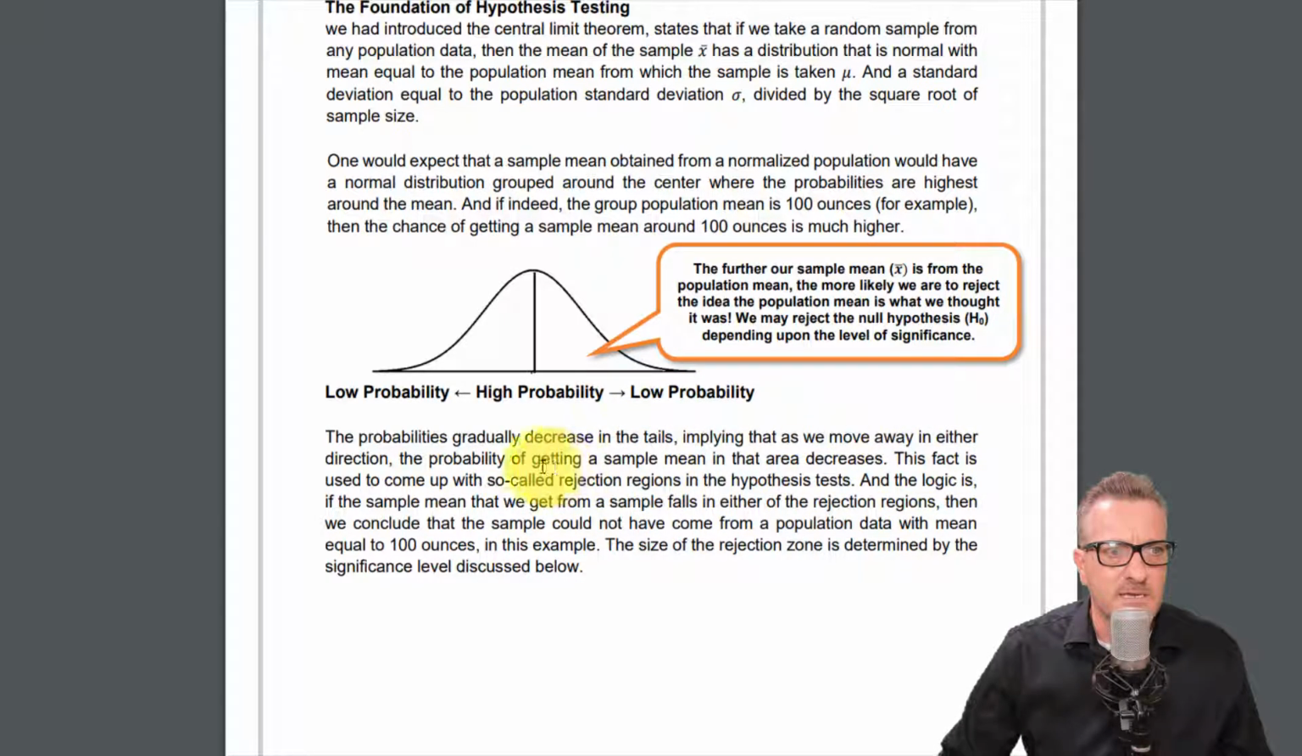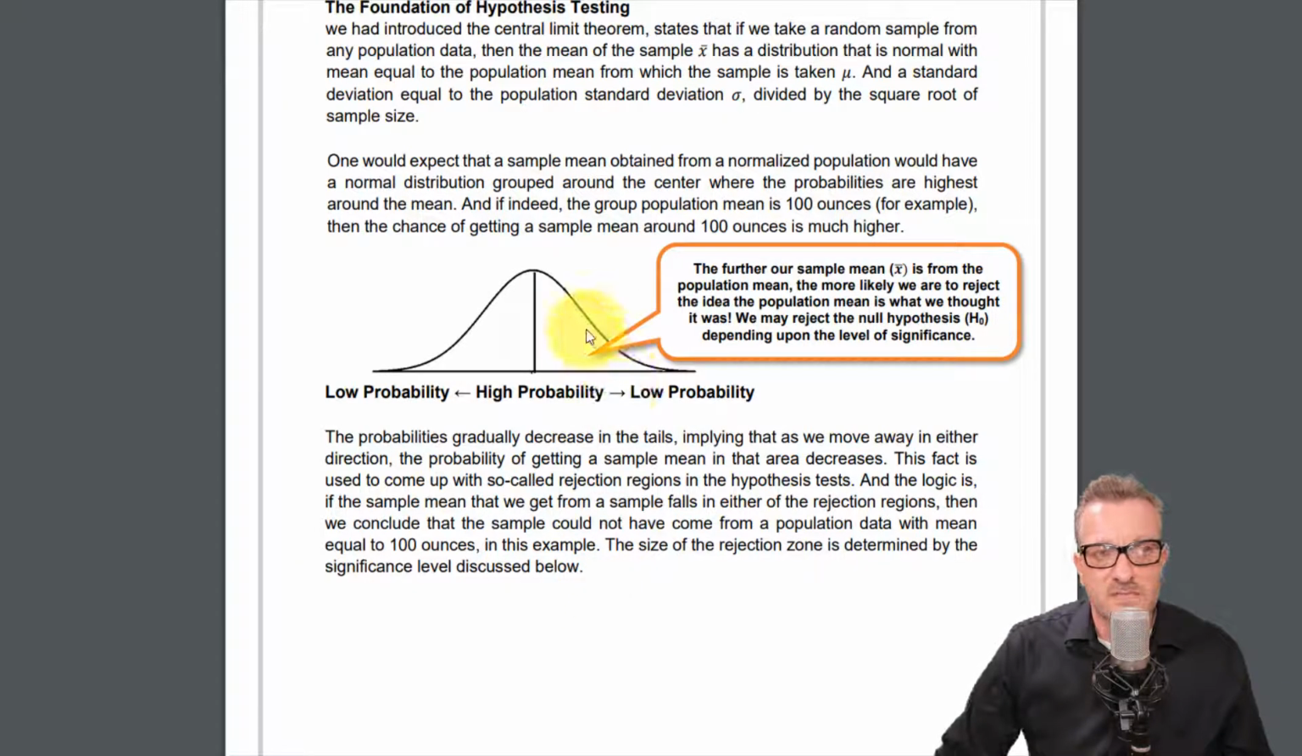So the probability of getting a sample mean in the area decreases. They're talking about going into the tail. This fact is used to come up with the so-called rejection regions in the hypothesis test. And the logic is, if the sample mean that we get from a sample falls in either of the rejection regions, then we conclude that the sample could not have come from a population with a mean that equals, in this example, 100 ounces. The size of the rejection zone is determined by the significance level.